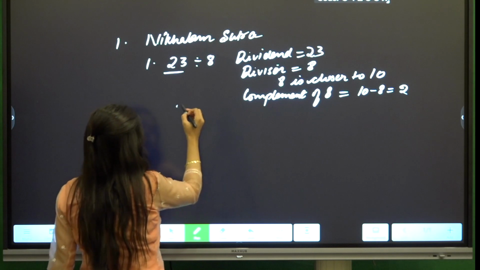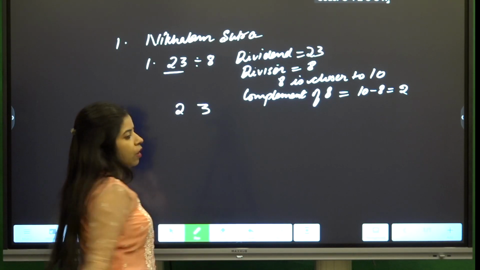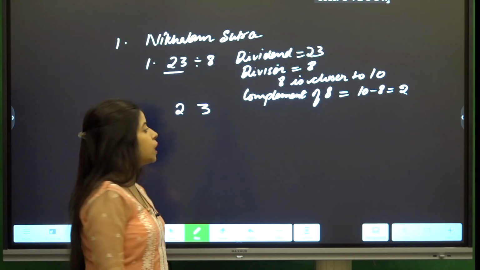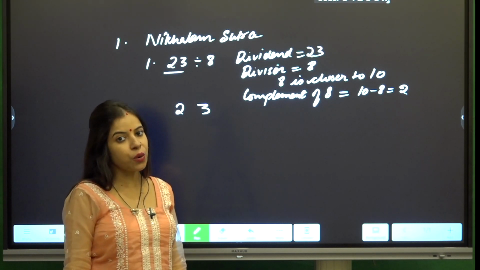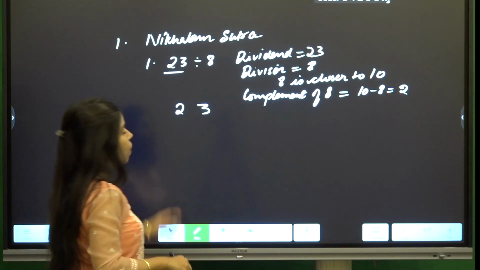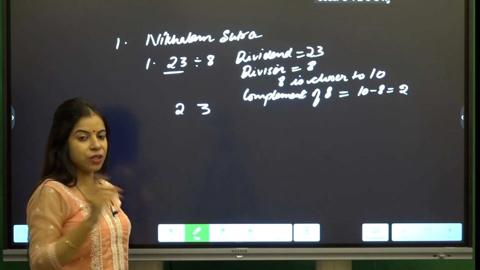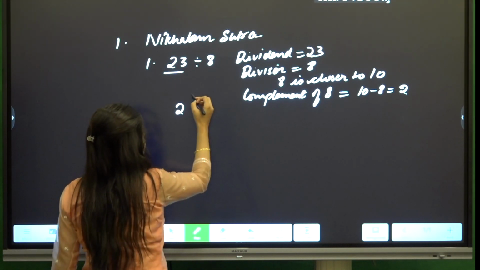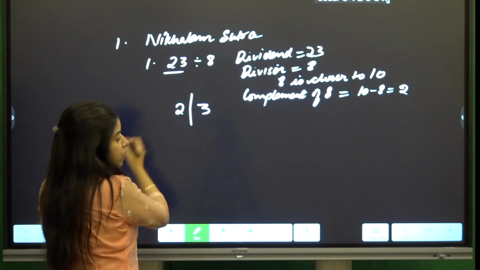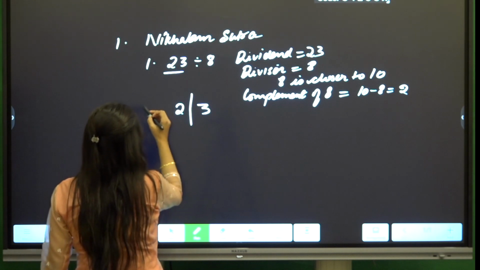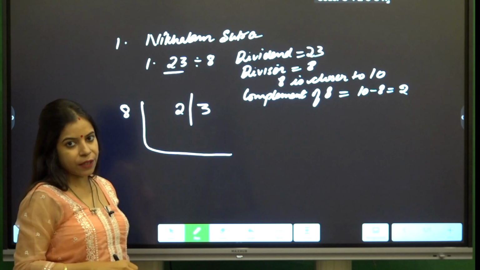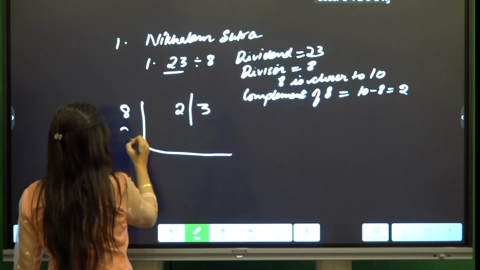Okay, so I am writing this as 23. The number of digits in the remainder part is equal to the number of zeros of the base. Here base has 1 zero, so remainder part will also have 1 digit. So I am going to place a slash between 2 and 3. To the left of this number, I am going to write the divisor. Below the divisor, I am going to write the complement.